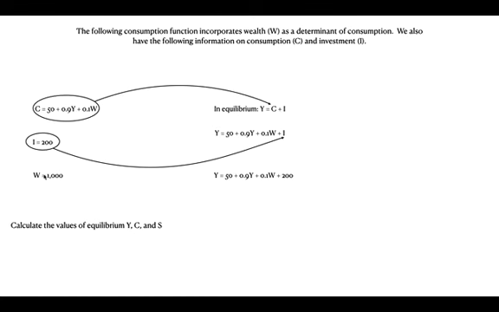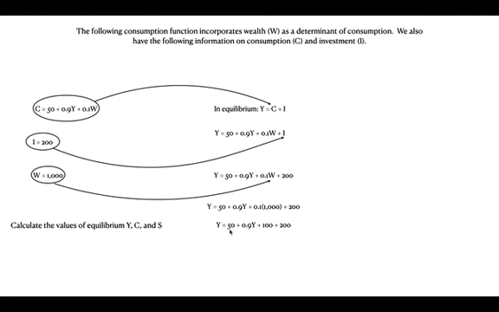And we also have wealth, where W is equal to 1,000. Wealth is equal to 1,000. We can plug that in here. And now we have Y is equal to 50 plus 0.9Y plus 0.1 times 1,000 plus 200. So 0.1 times 1,000 is equal to 100. So now we have Y is equal to 50 plus 0.9Y plus 100 plus 200.